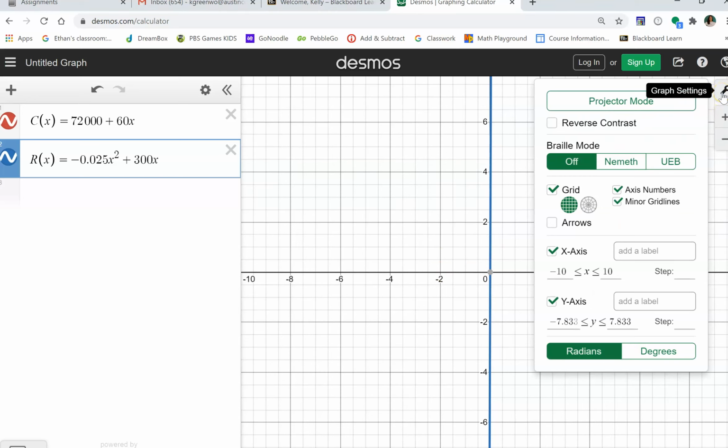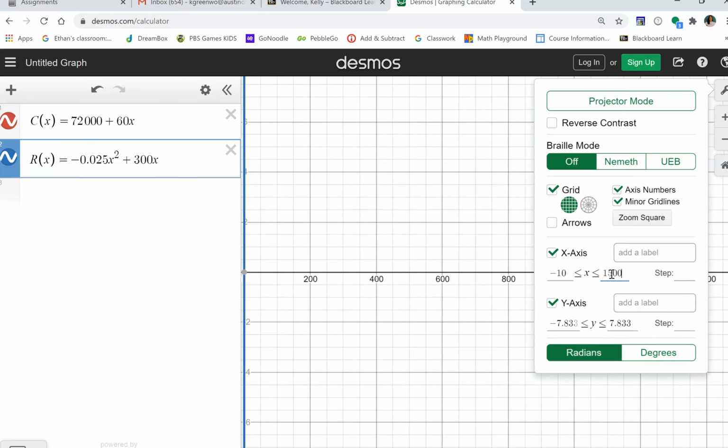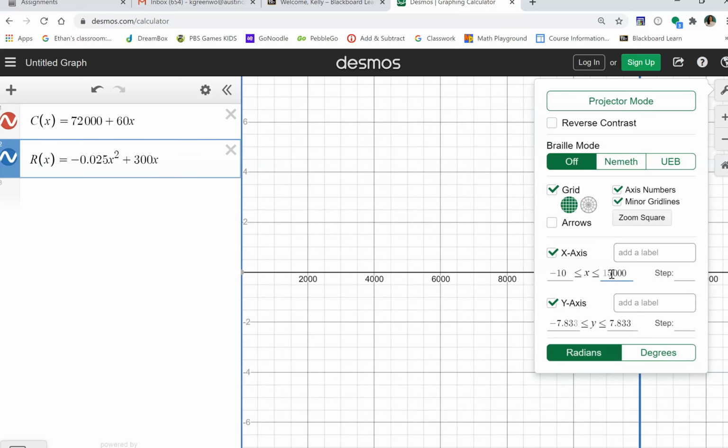So I went to this little wrench, that's your graph settings. I'm going to come down here to my x-axis. Instead of going from -10 to +10, I'm going to go up to, like, I don't know, 15,000. Okay, and I'm still not seeing that on my graph because my y-axis is way too small. It's only going from -7 to +7. And I can see here my fixed costs are 72,000, like just in and of itself. So I need a number bigger than 72,000.